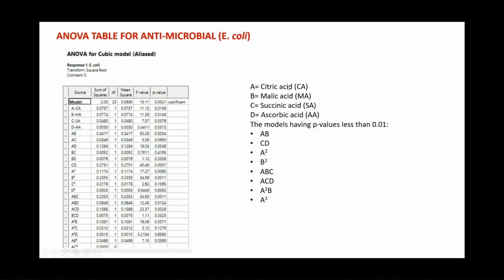So these are the different combinations of acids, in which A is labeled as citric acid, B is labeled as malic acid, C is labeled as succinic acid, and D is labeled as ascorbic acid. These are the various combinations of the model that showed p-value less than 0.01. AB is the combination of citric and malic acid. CD is the combination of succinic and ascorbic acid. Like that, these were the combinations of different acids from the StatEase software.